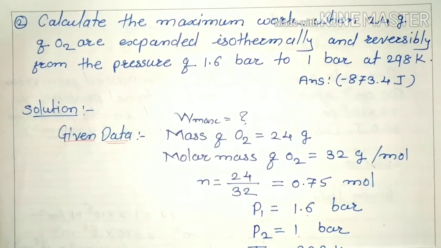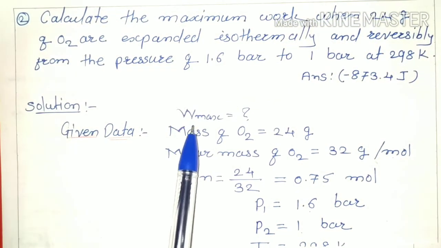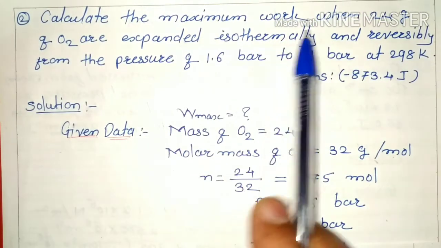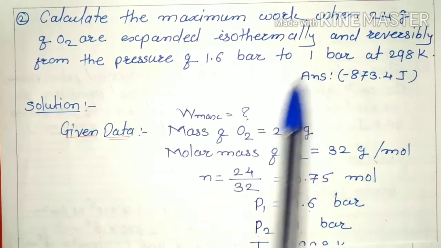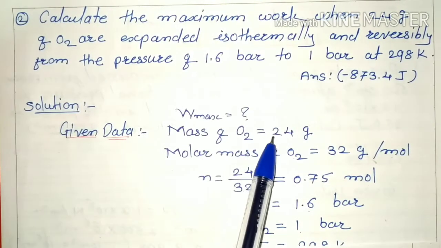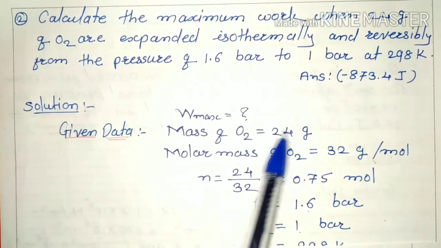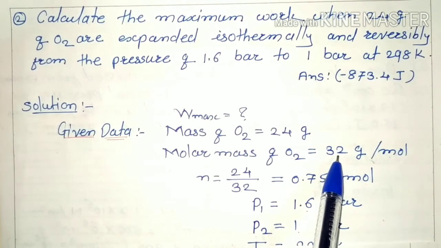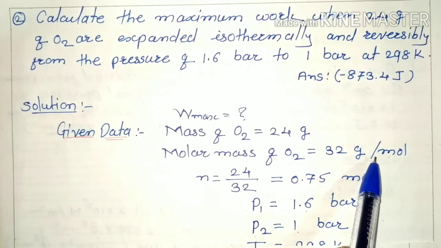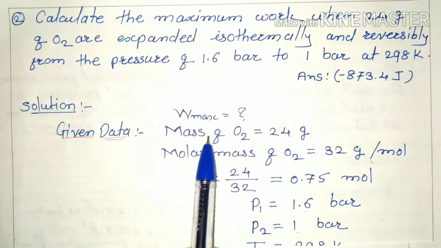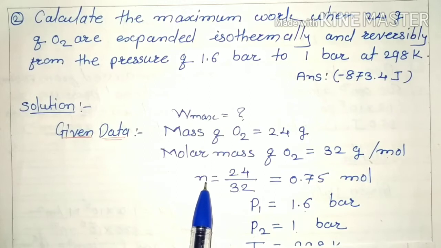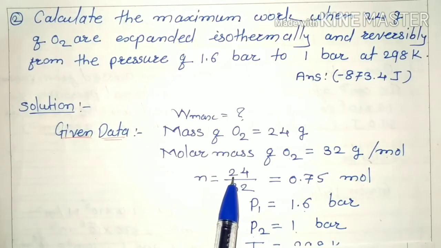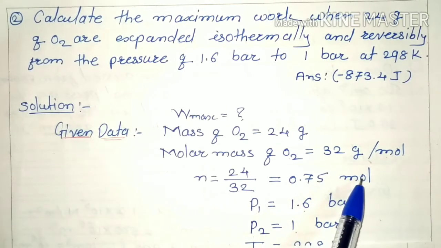Okay, so this is our given data. So we have to calculate the maximum work. The mass of oxygen, 24 gram, is given here. Molar mass of oxygen, we know, is 32 gram per mole. By knowing these two values, we can calculate the number of moles: mass of oxygen divided by its molar mass. So 24 divided by 32 is equal to 0.75 mole.